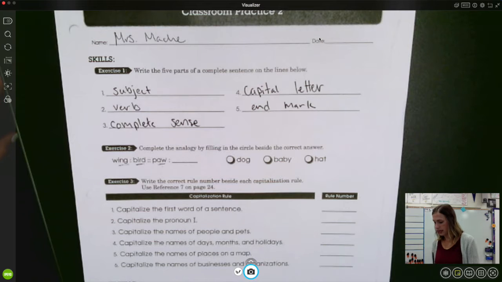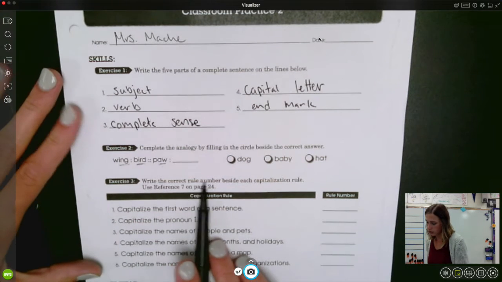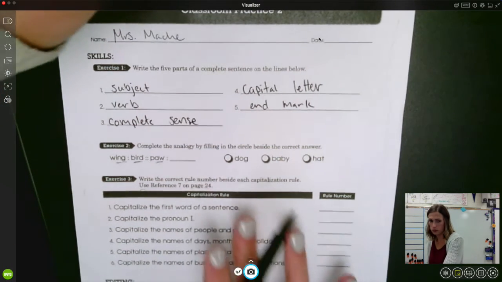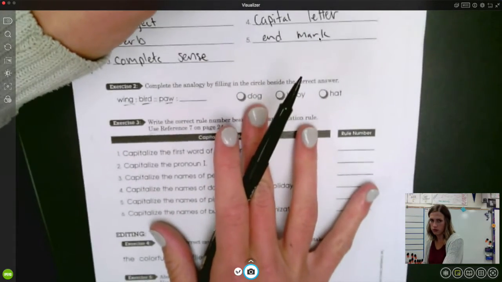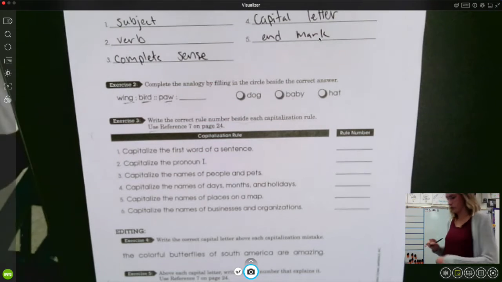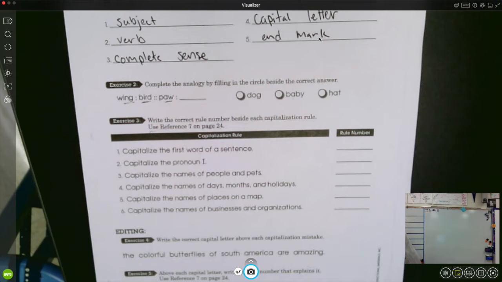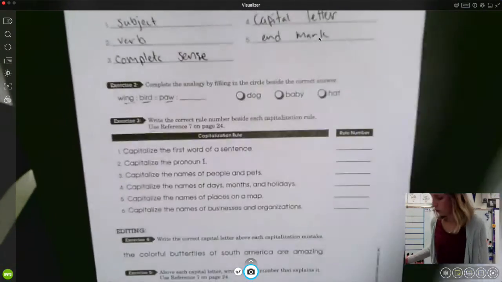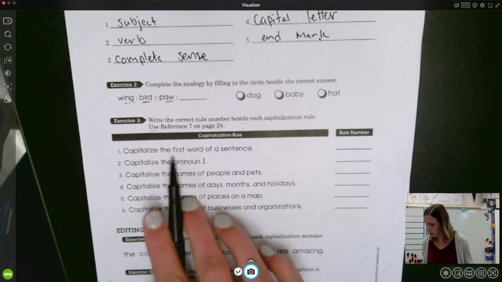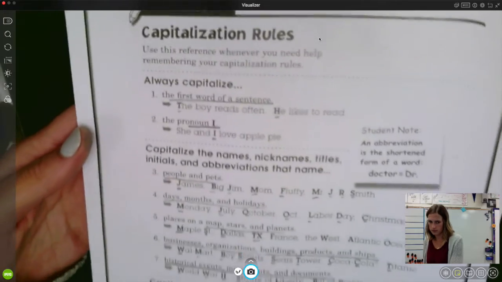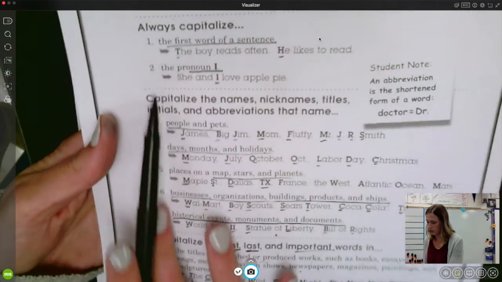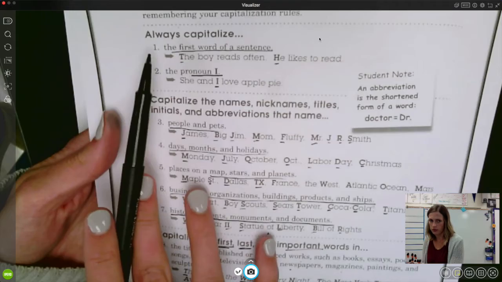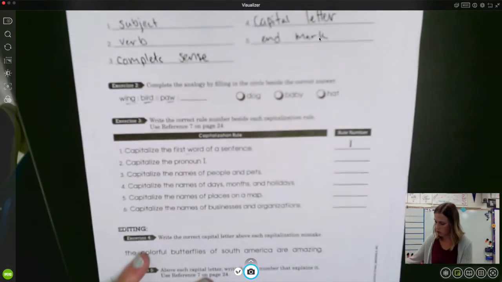Next, for exercise 3, it says to write the correct rule number beside each capitalization rule. Use reference 7 on page 24. Well, you don't need reference 7 out because I have our sheet from yesterday right here. From yesterday, we learned about our capitalization rules, all right? So, which rule says that you capitalize the first word of a sentence? If I'm looking here, capitalize, which rule? 1, 2, 3, 4, 5, 6, 7, or 8 says capitalize the first word of a sentence. It's right here, number 1, first word of a sentence. So, for this, you'd write 1.